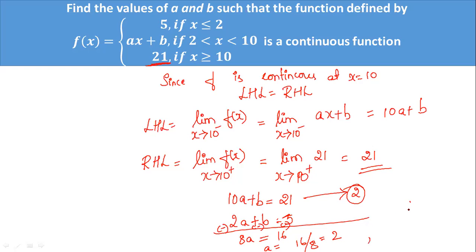So if a is equal to 2, then what is the value of b? b should be 21 minus 20, that is 1. So a is equal to 2, b is equal to 1.